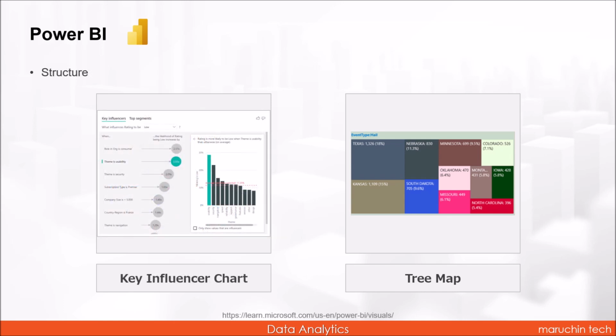And next is the structure. This type of chart is good for showing the hierarchical structure and the importance of the data. The key influencer chart visually displays which factors are important to the result. A tree map visualizes the size and the color of the data, showing the distribution and the structure among the data.